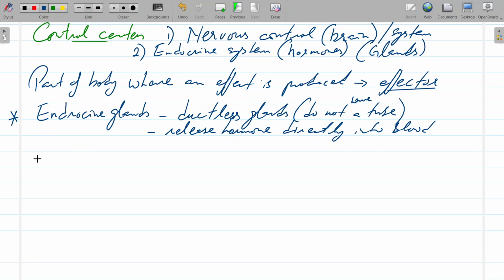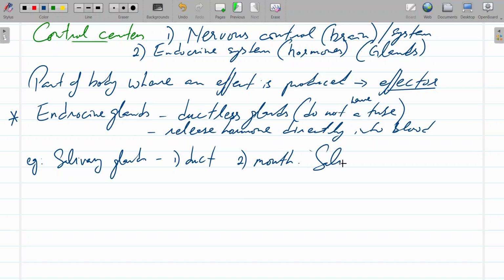Why are they different? Regular glands, for example salivary glands, are in your mouth and release saliva. For one thing, they have a duct, so there is some sort of tube or passage from where the saliva comes. And secondly, it's coming into your mouth, not going into the blood. Is saliva also a hormone? No, it's not. Saliva is not a hormone.